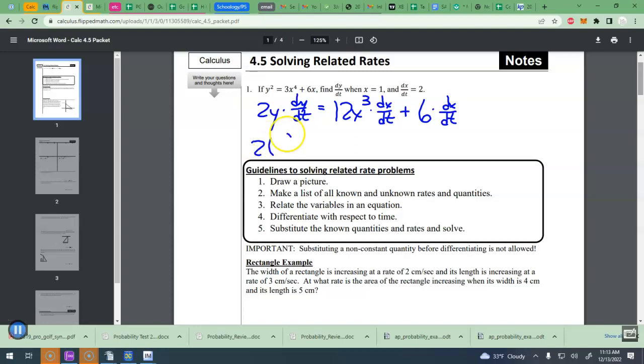So where I'm headed here is I don't know what y is. I also don't know what dy dt is. dy dt is what I want to know, so I'm not supposed to know that. That's fine. But they didn't tell me what y was. So how can I find y? They gave me this equation up here, right? So if I plug x in, can't I find out what y is? So y squared would equal 3 times 1 to the fourth plus 6 times 1. So y squared equals 9.